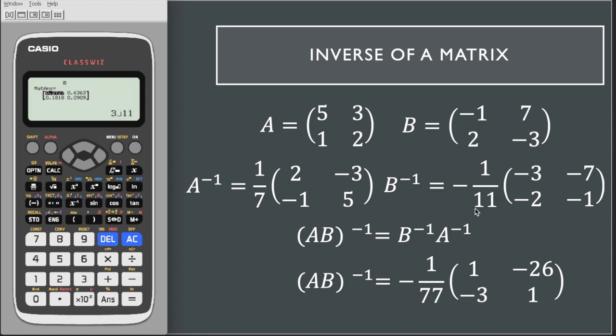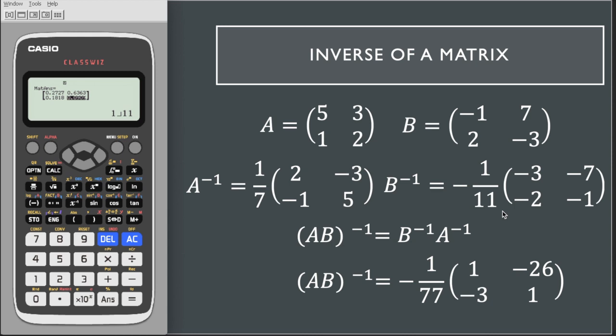Well, that is the same as doing -1/11 times -3, which gives us 3/11, so that's correct. Next entry is 7/11, so that's -1/11 times -7, which gives us 7/11, so that's correct. This entry here is 2/11, so that's the same as doing -1/11 times -2, which gives us 2/11, so that's correct. And the last entry is 1/11, which is the same as doing -1/11 times -1.